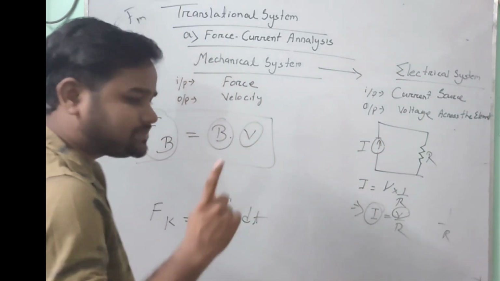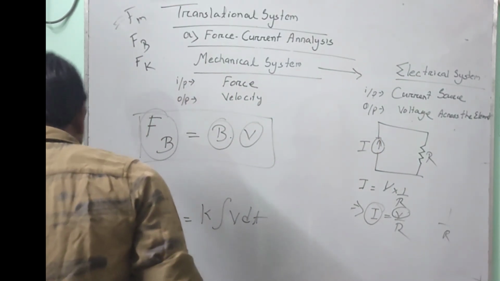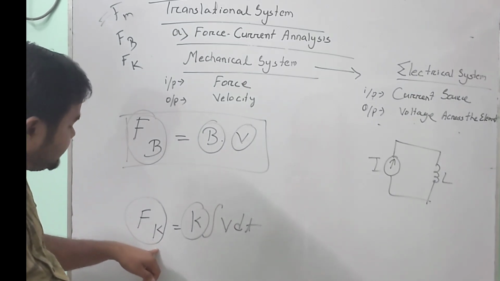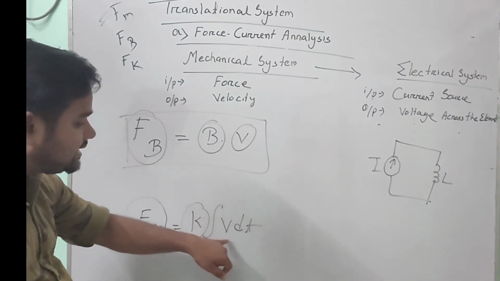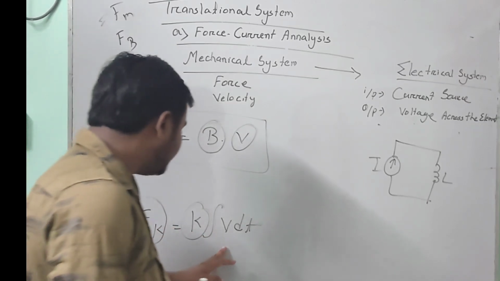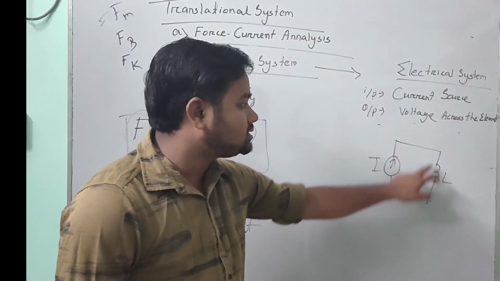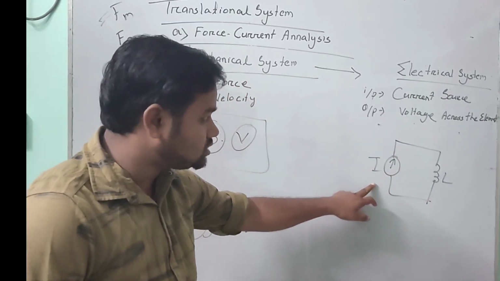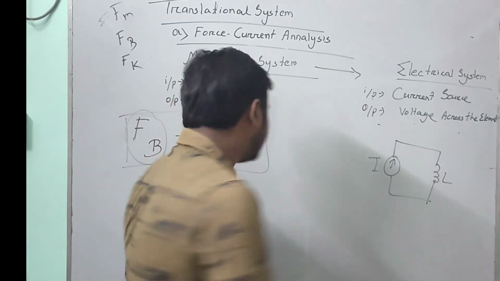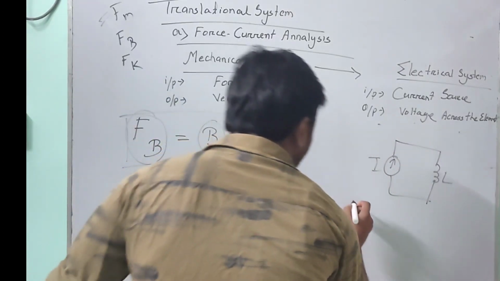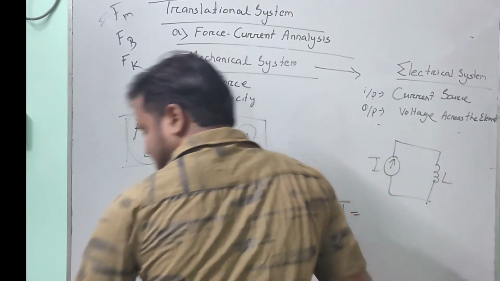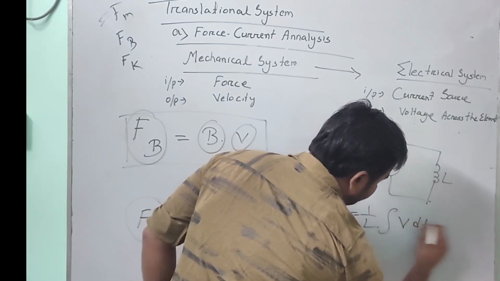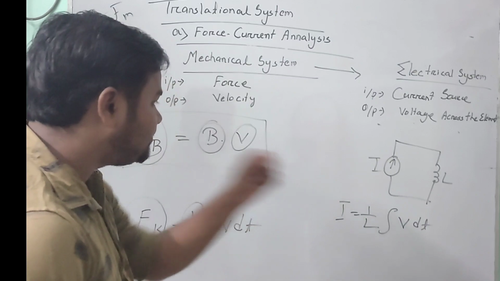Clear? Now the last part is the force due to spring. We know that the equation of the force due to spring is F of k equal to k into integration of v dt. Here on the output side an inductor is connected. The input is the current source and the output is the voltage across the inductor. So the equation will be I is equal to 1 by L into integration of v dt.